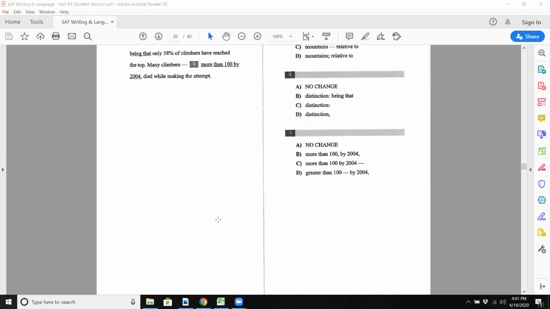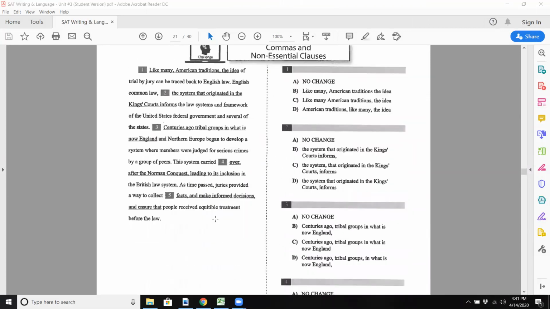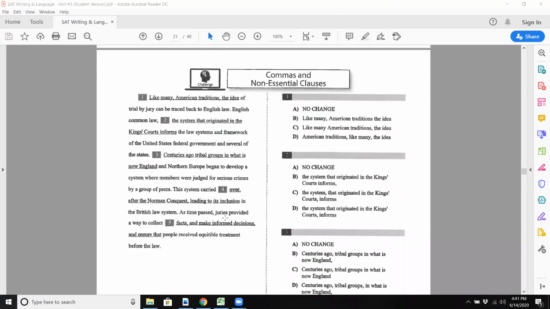Yeah, more on colons, dashes, semicolons, and essential clauses. We kind of already talked about that, we'll talk about it again. Look at the first two here.